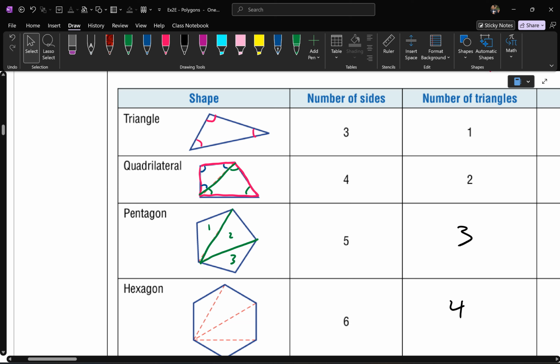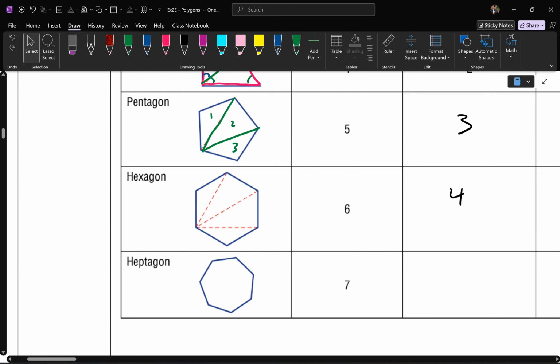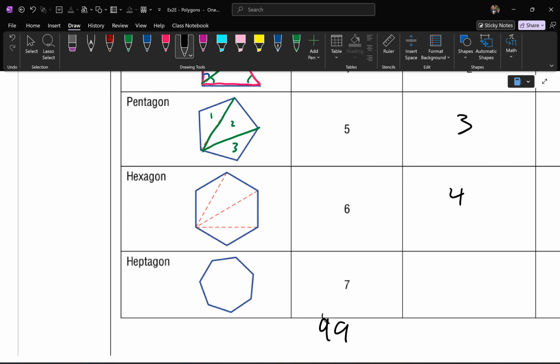What's the pattern? So if I know the number of sides, I should be able to figure out the number of triangles because there's a pattern here. There's 2 less. The other class was only seeing it as add 1. But then if I said, well, what's 99 sides then? They're like, you're not going to add 1 until you get to 99. There has to be a quicker way. The pattern was that you always minus 2.